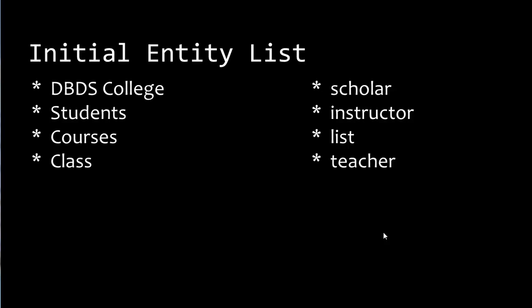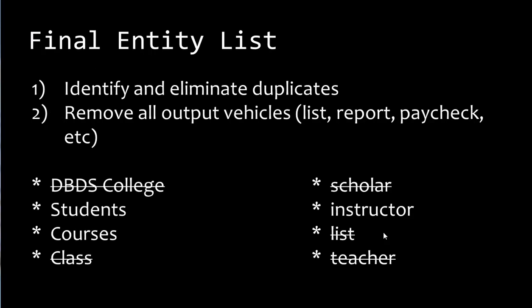All right. So going to this final entity list, again, identify and eliminate duplicates. So we're kind of doing that. So we have scholar, we're going to eliminate teacher, we're going to eliminate class. I also eliminated DBDS College. DBDS College, though an entity, it's really the purpose of the entire database. If you go back and look at our mission statement, we're doing this for DBDS College. So thus, I don't see that as an entity.